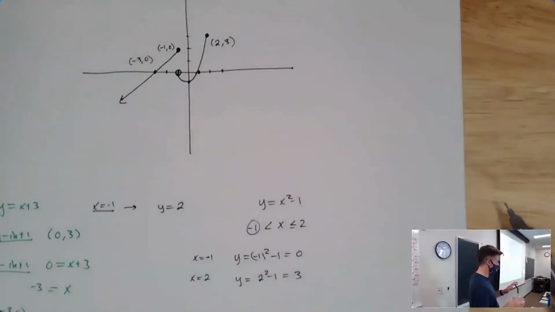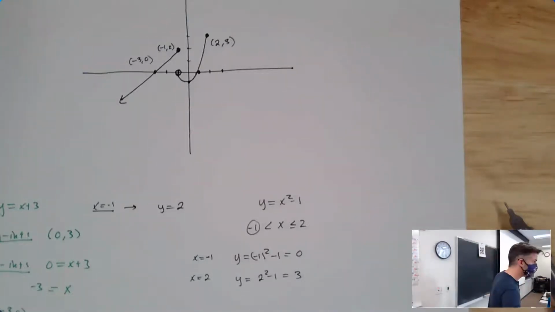Questions about anything I've done so far? You only want to find the x- and y-intercepts for a line. Say it one more time, sorry. For the line, you want to find the x and y-intercept, not for the parabola. Well, that's a good question. Yes, so I definitely could have thought about doing that as well.